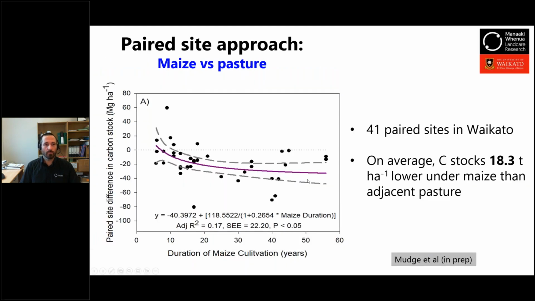A very similar study design in the Waikato, where we looked at 41 paired maize and pasture sites. Here we have the difference on the y-axis in carbon stocks per hectare between those paired sites, and here we have the duration of maize cultivation. On average at these sites, the soil carbon stocks were 18.3 tonnes per hectare lower under the maize than the adjacent pasture, and this matches with the national carbon inventory model that I showed earlier. So it's a similar magnitude to that prediction, and also matches with the results that we're seeing coming out of the national soil carbon benchmarking program to date.